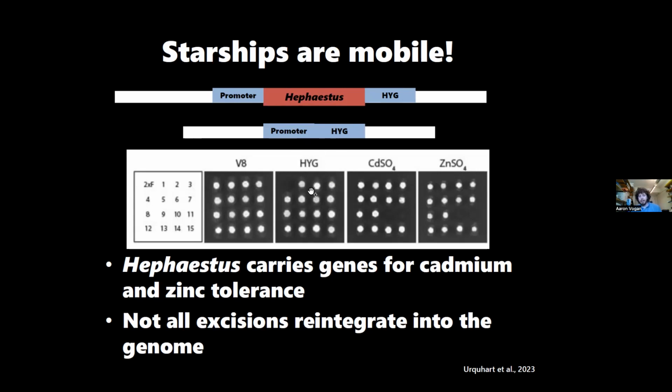So that's sort of in this center panel here. The control is the top left. The rest are all derivatives. And you see normally it's not resistant to hygromycin. But in all these cases, it excises itself out and you get growth. And then what's great about Hephaestus is it sort of carries its own reporter genes because it has this ability to resist heavy metals. So we can also assay it on cadmium and zinc. And you see that most of the derivatives still have it. So in all but 2 cases, it's actually reinserted somewhere else in the genome. So yes, it's able to jump around in the genome, which was really great to see.